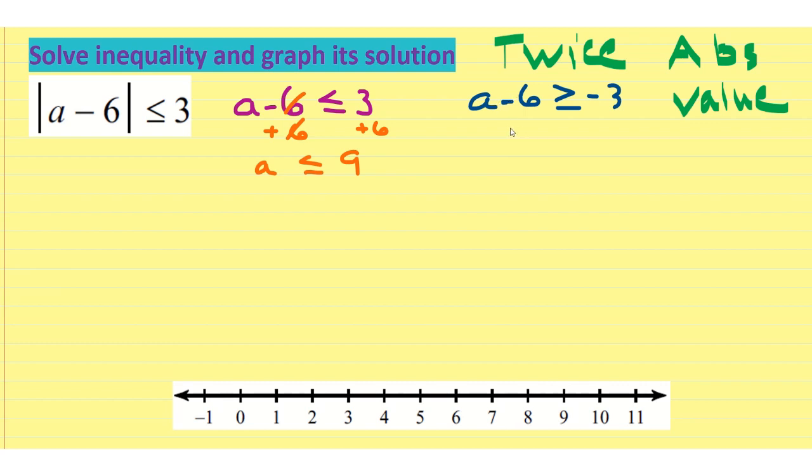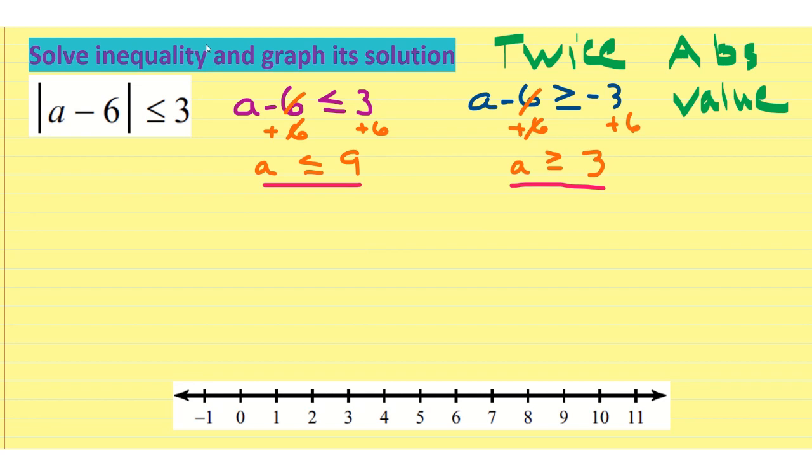Now let's work this one out on this side. Plus 6 on both sides. Now these are going to cancel out. That's going to leave me with A is greater than or equal to negative 3 plus 6, which is going to be a positive 3. So I now have two inequalities worked out. So now we're going to look at our graph.